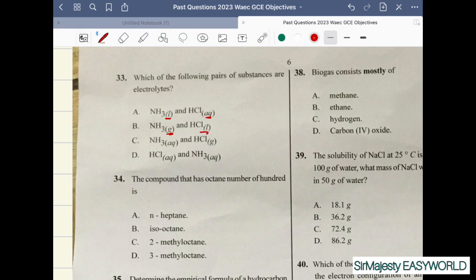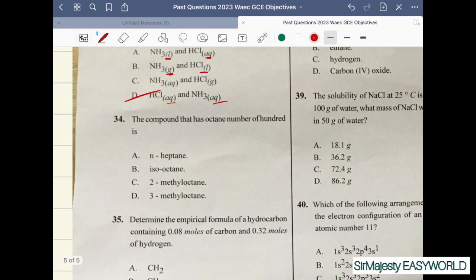HCl as liquid is not going to be an electrolyte. It's just a liquefied gas. Then option C says aqueous ammonia, yes, is actually an electrolyte. But HCl as a gas is not an electrolyte. So the answer is D. As you can see, the option D are all in aqueous form. That's aqueous ammonia and aqueous HCl.